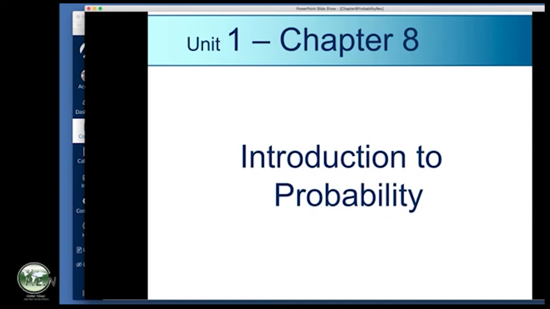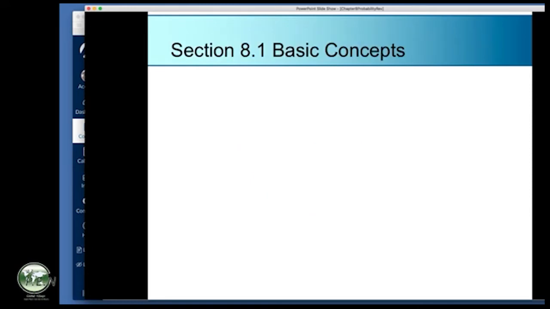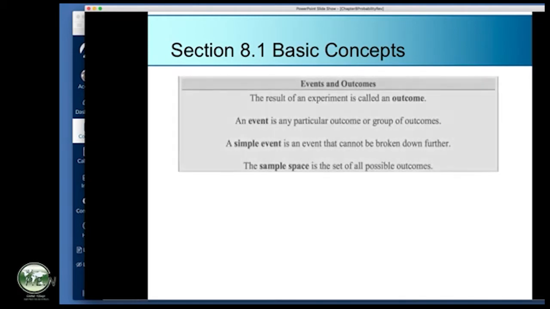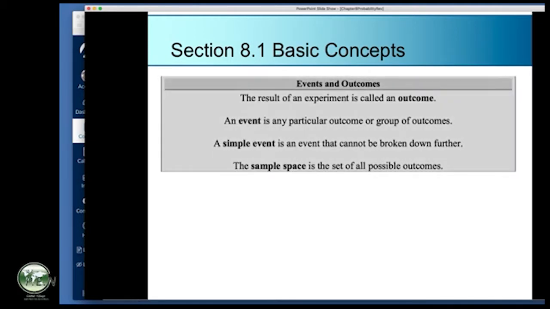Okay, so introduction to probability. Here's the basic concepts. What is probability? Just right out of the book, there's a few things that are involved. We call probability an experiment. So if I'm rolling dice, that's called an experiment.